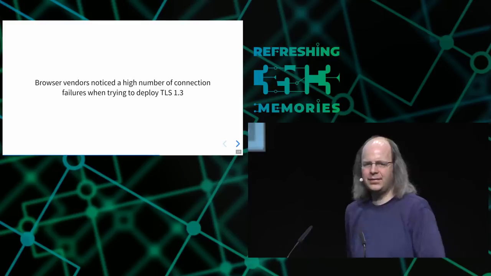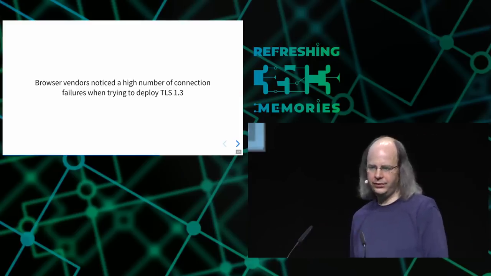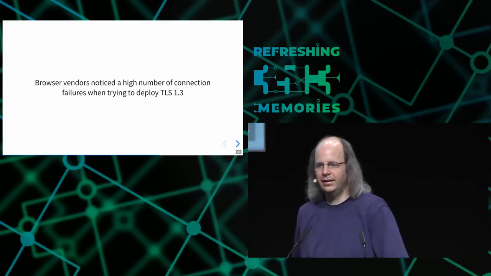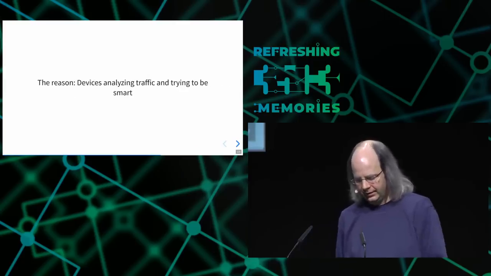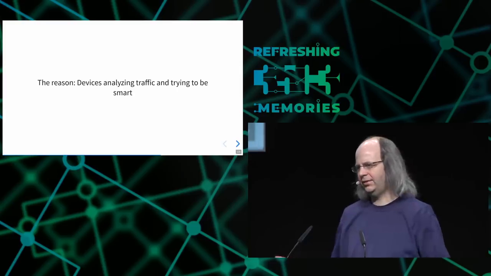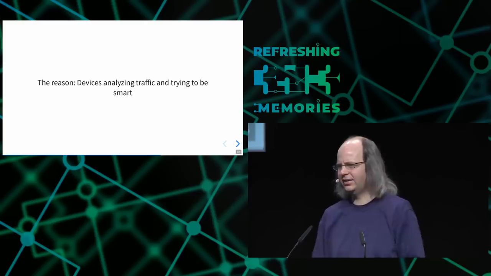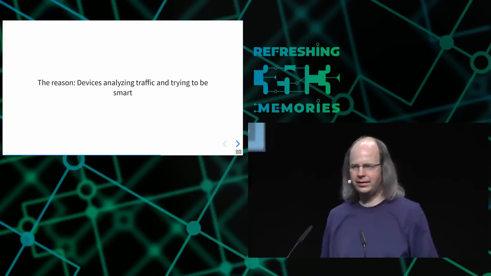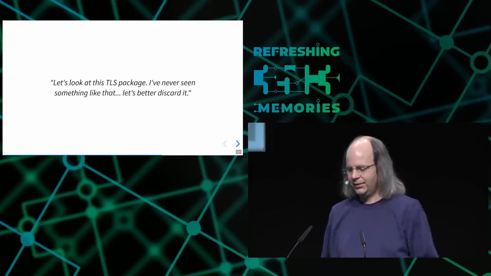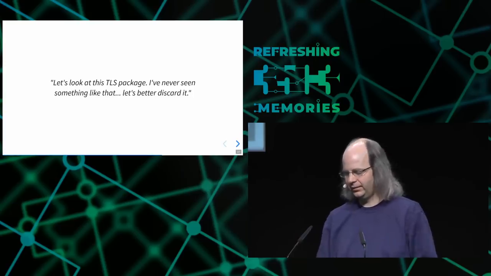And the reason for that was that when browser vendors implemented a draft version of TLS 1.3, they noticed a lot of connection failures. And the reason for these connection failures turned out to be devices that were trying to analyze the traffic and trying to be smart. And they thought, okay, this is something that looks very strange. It doesn't look like a TLS packet as we're used to it. So let's just drop it. I don't know what to do with this. I'll drop it.